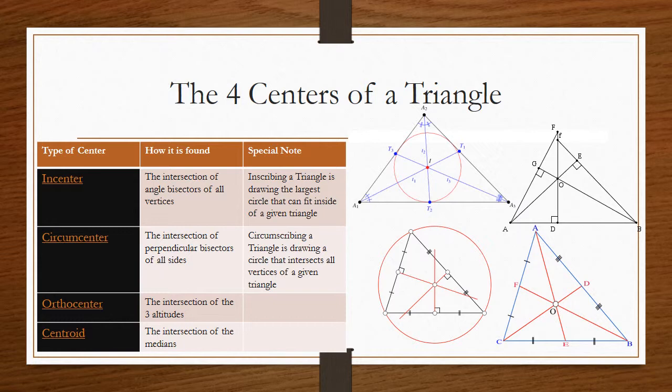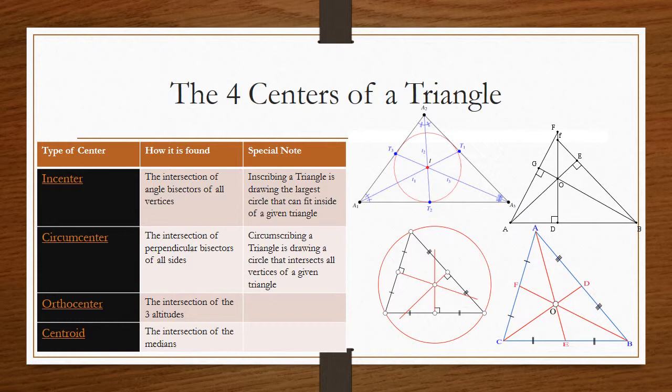The circumcenter is the intersection of the perpendicular bisectors of all sides. As you can see here, this is a perpendicular bisector because it splits the side in half and it intersects the side at a 90-degree angle. If you do all three of those, what you'll find is that they intersect at one location. What's pretty cool about this is that it doesn't necessarily have to be in the interior of the triangle. In some triangles, it's on the exterior. But it will be the center of a circle that can be drawn that will include all three vertices of the triangle within the circle. That's called circumscribing the triangle.